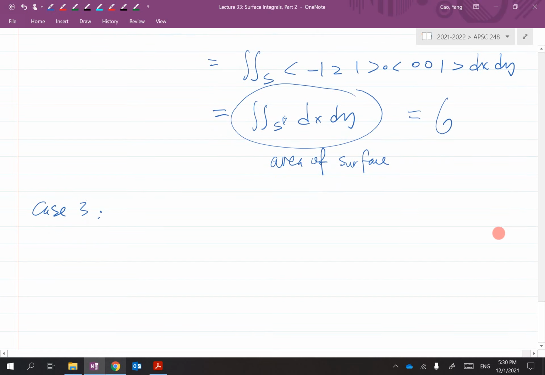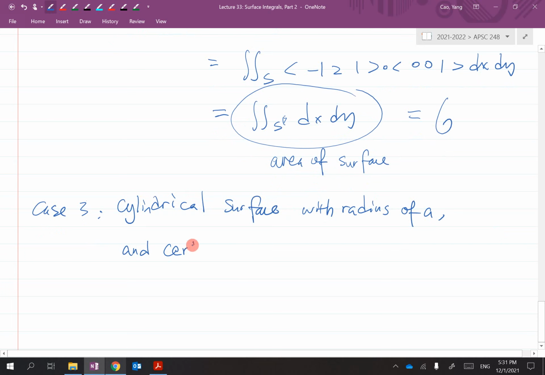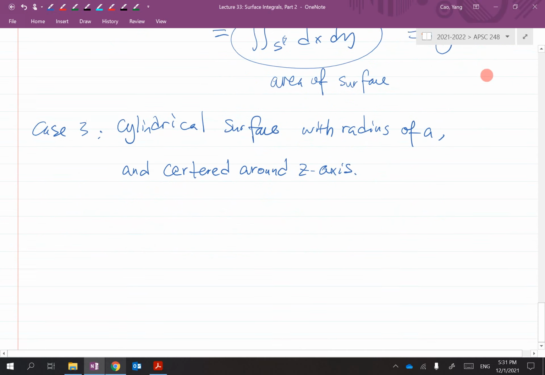And the third case is a cylindrical surface with radius a, centered around the z-axis. Okay, that's the third case, if you got a cylinder.